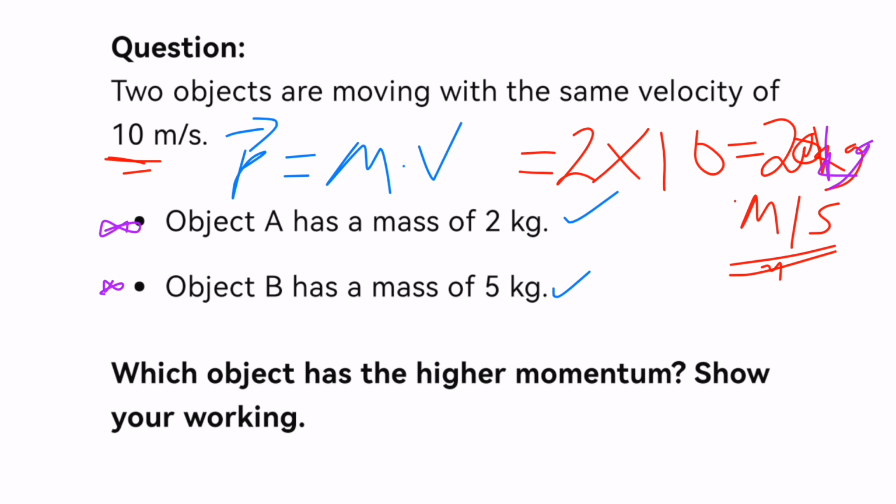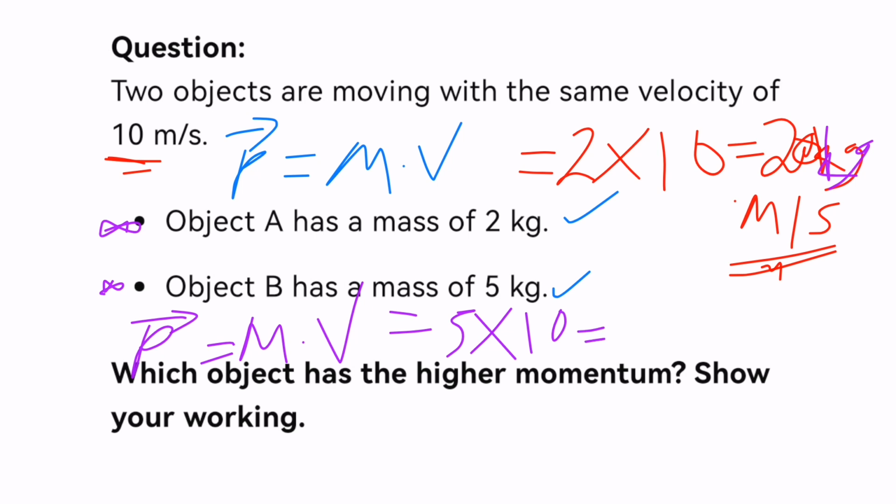Let's go to object B to find the momentum for object B. We say the same thing: P, that is momentum, then that is the formula. They say show working, like what I'm doing. The mass is 5 times the 10, which is 50. The unit is kg meter per second. That's all. That is the only thing you need to know on momentum.